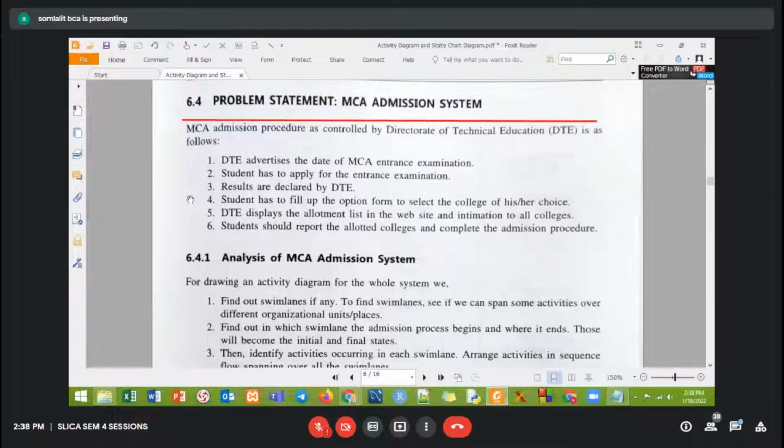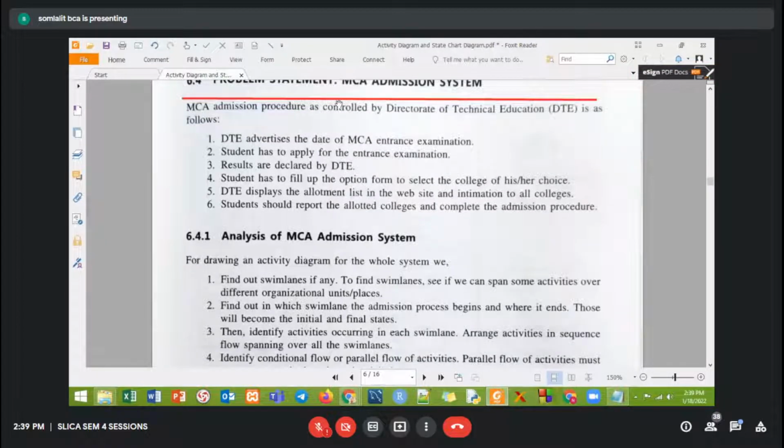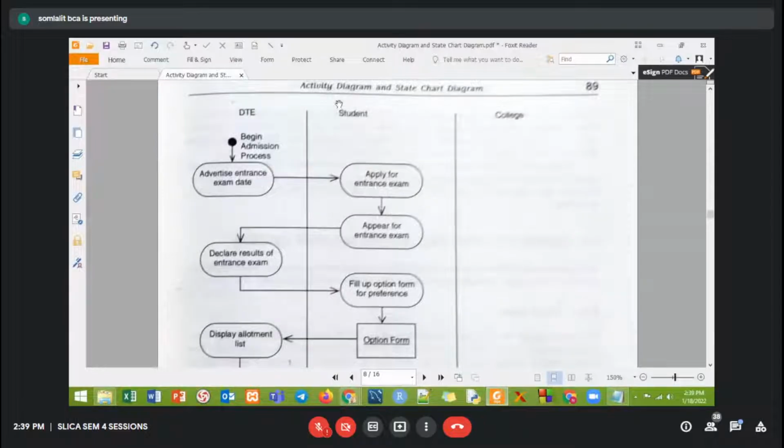So DTE advertises, students need to apply, the result is declared by the DTE, the student has to fill up the form and select the college. DTE gives you the allotment, and it also gives allotment information to the colleges. The student should report to the college and complete the admission procedure. So it was basically an MCA admission system, and for the whole system they have prepared this particular activity diagram.